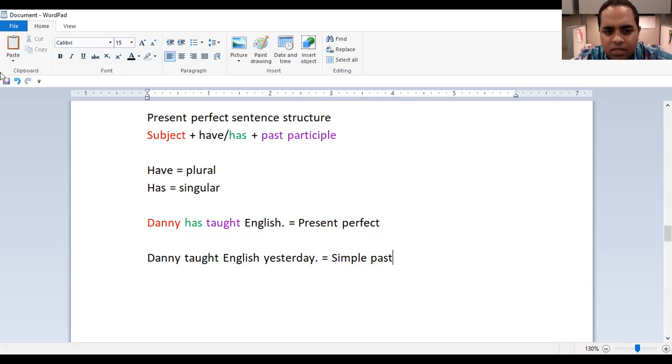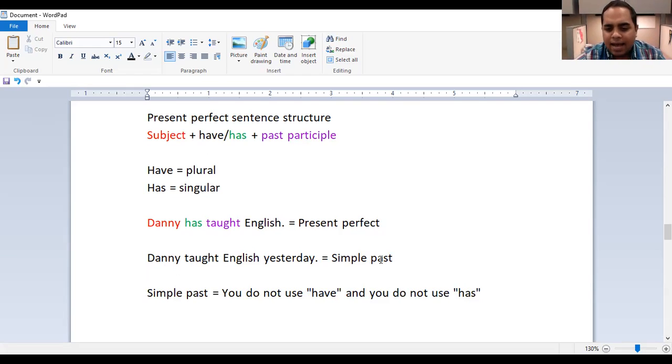So again, present perfect, it's subject plus have or has plus past participle. Simple past, you don't use "has." You don't use "have." Simple past, you do not use "have" and you do not use "has." "Has" and "have" are only for the present perfect.